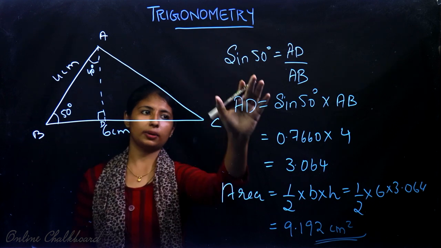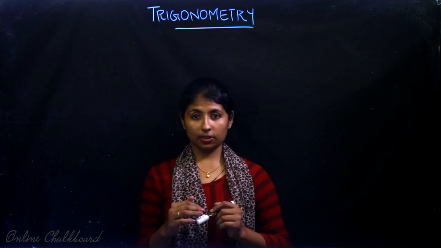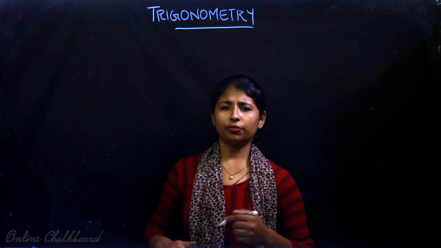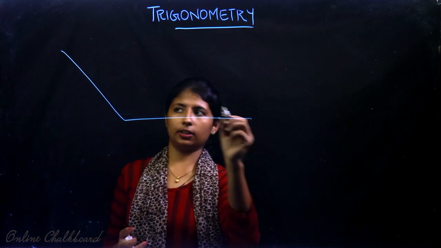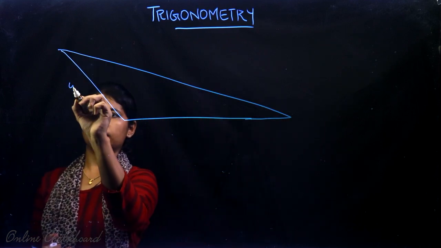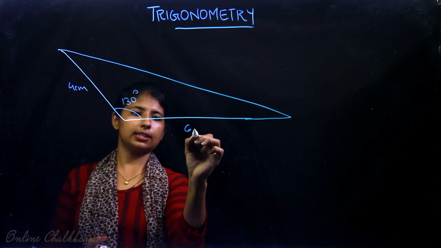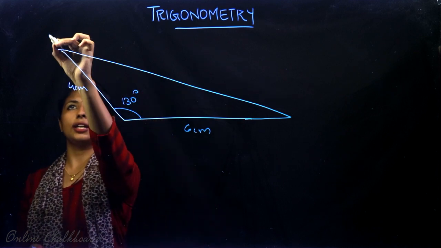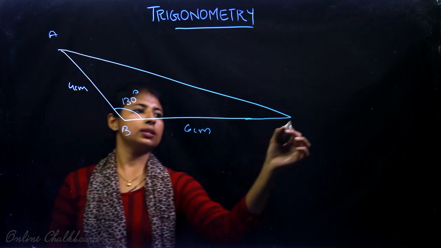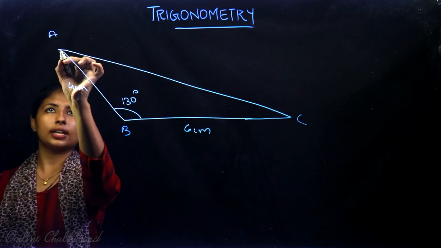Using the angle and the trigonometric ratio, we can find the area of the figure. Now, we consider the acute angle triangle. Then we consider the obtuse angle triangle. This side is 4 cm, this angle is 130 degrees, and this side is 6 cm. Now we will see the area of triangle ABC. We will see the height. The height of an obtuse angle triangle is drawn like this.